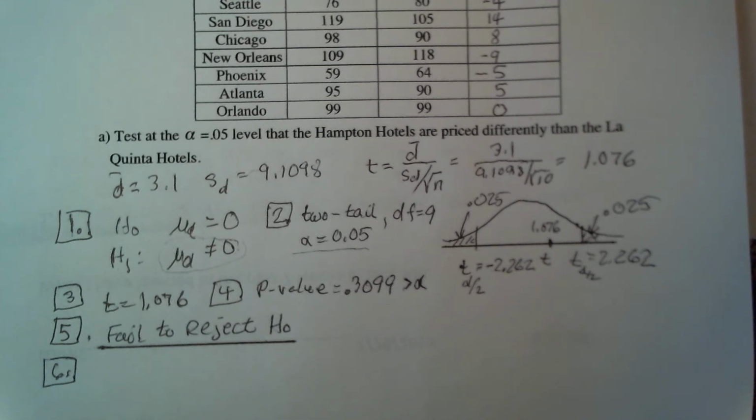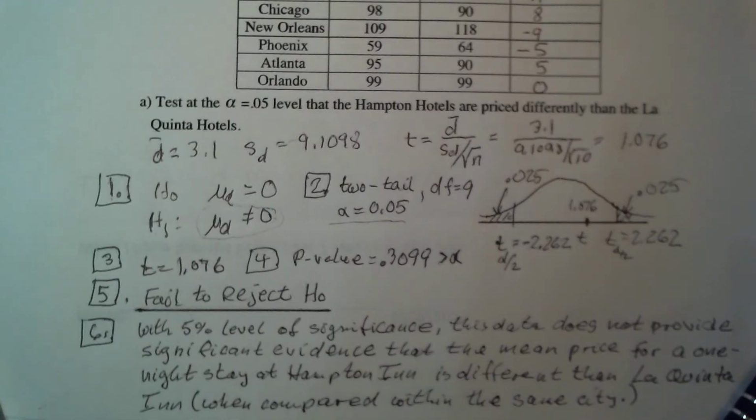So we can state our conclusion, which is, with 5% level of significance, this data does not provide significant evidence that the mean price for one night stay at Hampton Inn is different than La Quinta Inn when compared within the same city. So again, with 5% level of significance, this data does not provide significant evidence that the mean price for a one-night stay at Hampton Inn is different than La Quinta Inn when compared within the same city.